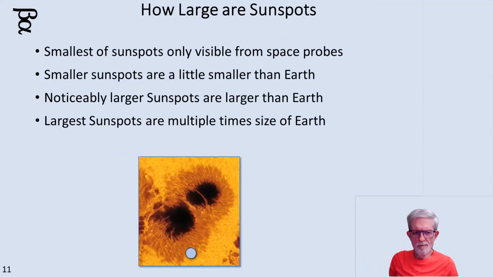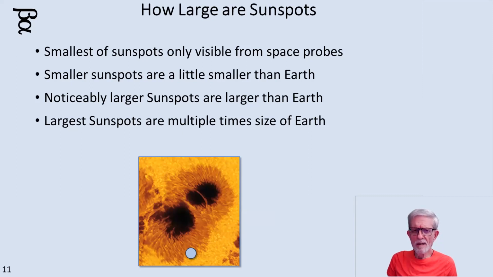So how large are sunspots? Well, I found this one out going down the rabbit hole. The smallest of sunspots are only visible from space probes observing the sun. They're not visible from the Earth at all, no matter how big your telescope, because some sunspots are very, very tiny.